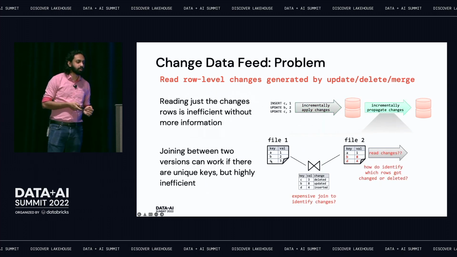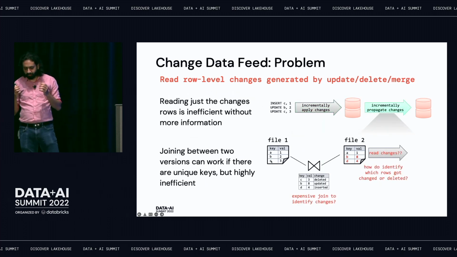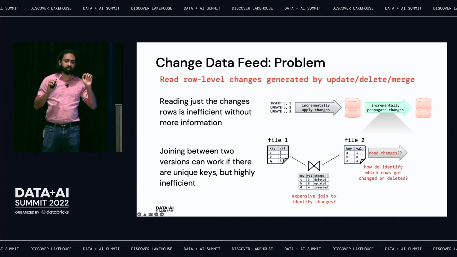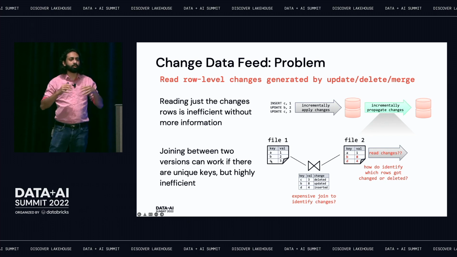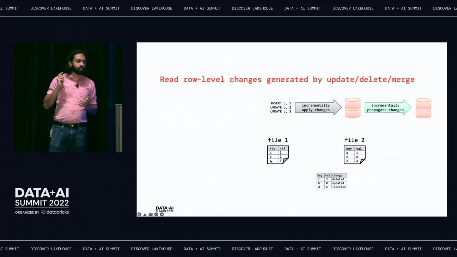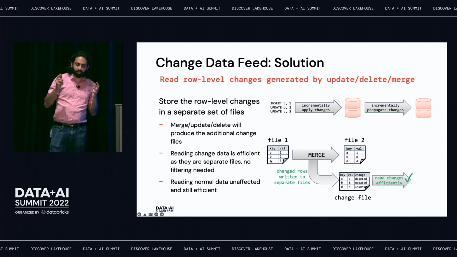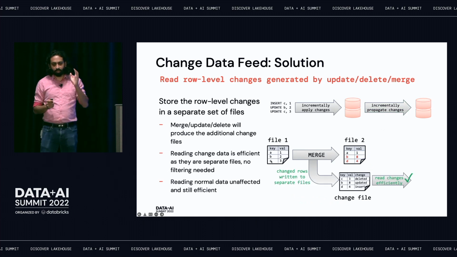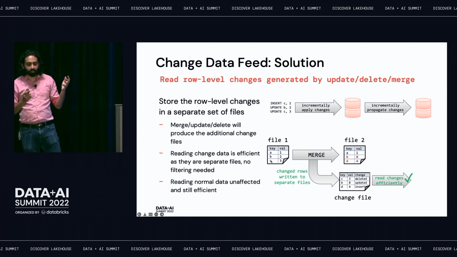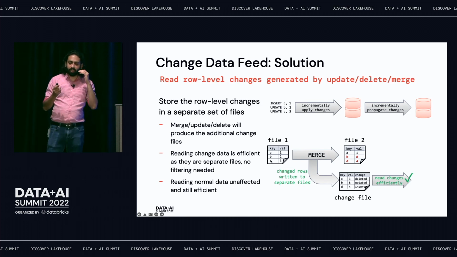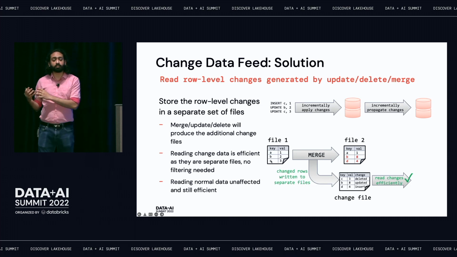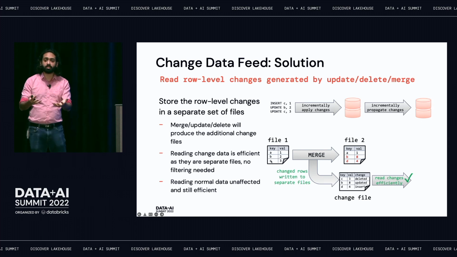That's why we introduced change data feed. There were ways to deal with this by joining between two versions of the table to find out what changed, which rows got deleted, which rows got updated and so on, but that was obviously inefficient. So what we built with this change data feed is that merge, or for that matter update, delete, all the DML operations doing row level changes, will write out the changed rows in an additional set of files at the same time as writing out the main files.